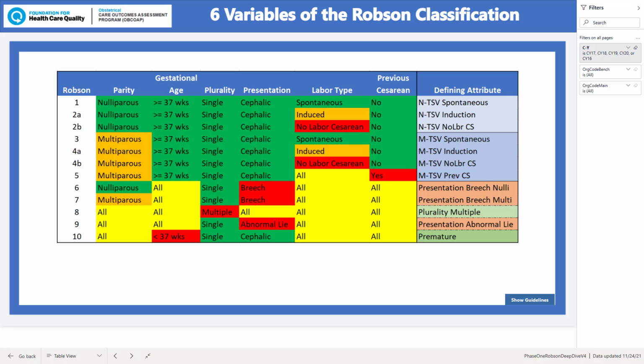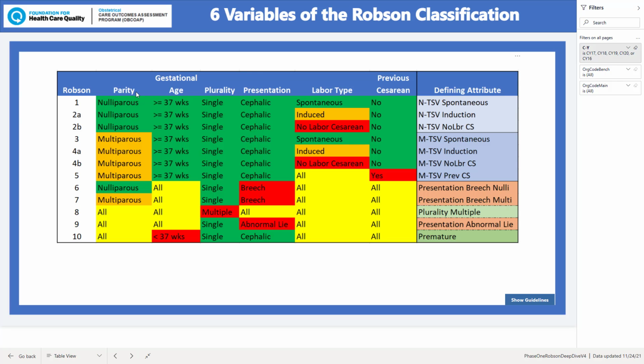I really like this view because it leads to a very clear understanding of the differences between groups. And what immediately jumps out is that there are 6 factors used to make up the different classifications: parity, gestational age, plurality, presentation, labor type, and previous cesarean.